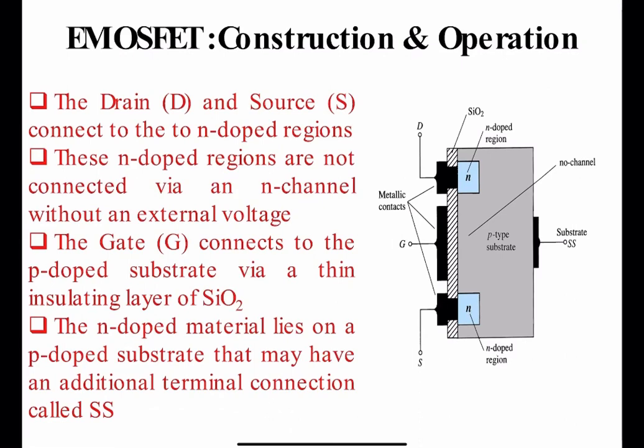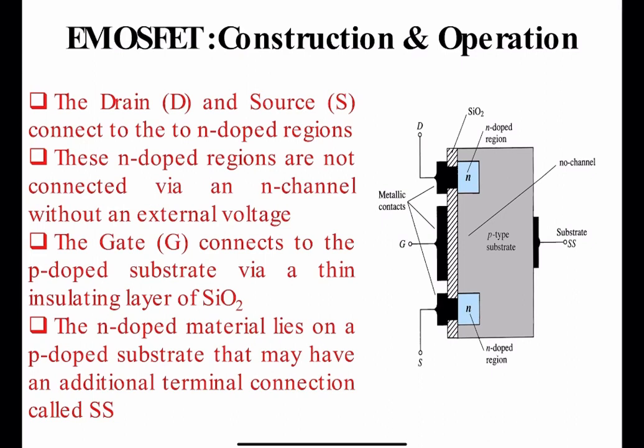For the operation of enhancement MOSFET, first set VGS equal to 0, then set VDS and VGS at some positive voltage that is greater than 0 volt. First case is whenever VGS is 0 volt. Apply some voltage between drain and source terminal, then no current will flow between the source and drain because of the absence of a channel between the drain and source.